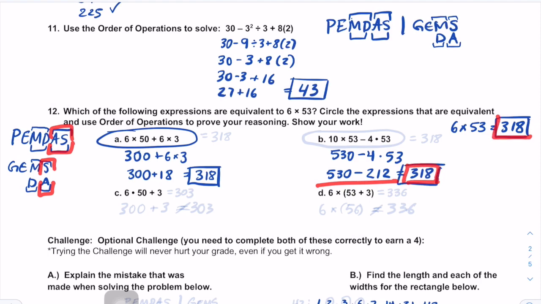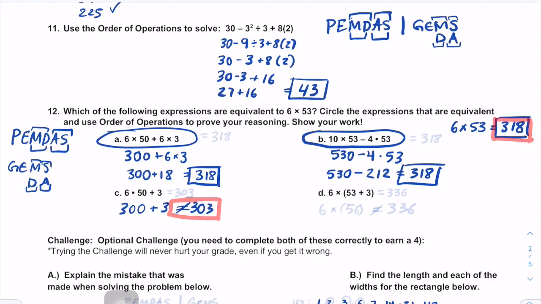So we know that this is also equivalent to what we were looking for. It's equivalent to 6 times 53 because both give a final answer of 318. We'll move on to C and see what the answer is here. I see two operations. I see multiplication and addition. We'll do the multiplication first. 6 times 50 does give us 300. We write the rest. And lastly, 300 plus 3 equals 303. So we know this is not equivalent to 6 times 53.